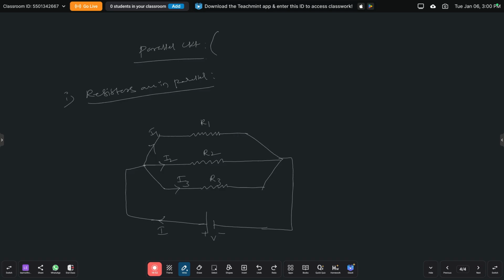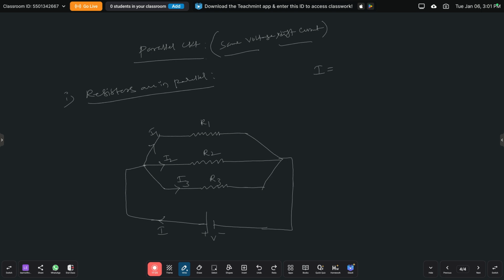You just remember here this is the parallel circuit. In a parallel circuit there is always the same voltage and different current. In a series circuit there is always the same current and different voltage, but for a parallel circuit there is always the same voltage and different current. Here this is the total current drawn I, and it splits into three different parts, I1, I2, I3, which pass through resistors R1, R2 and R3.